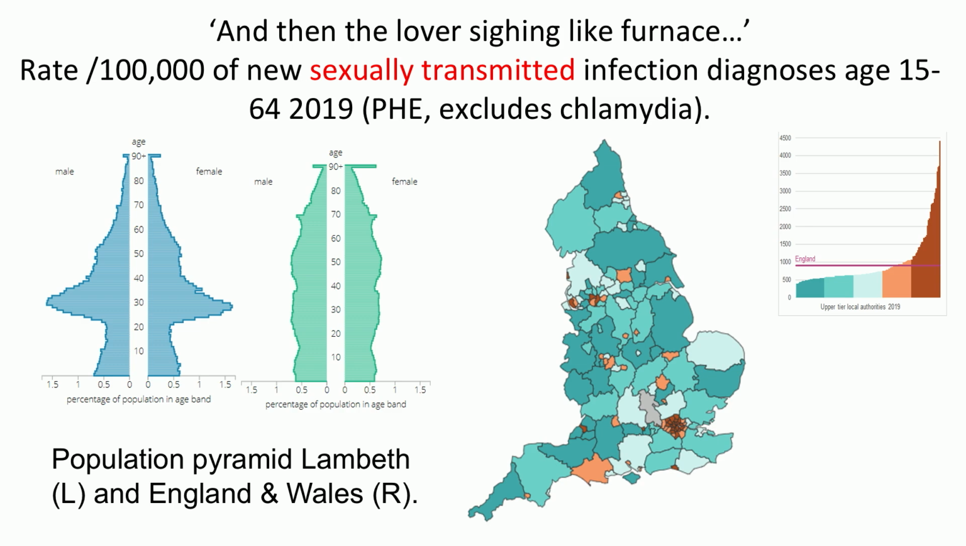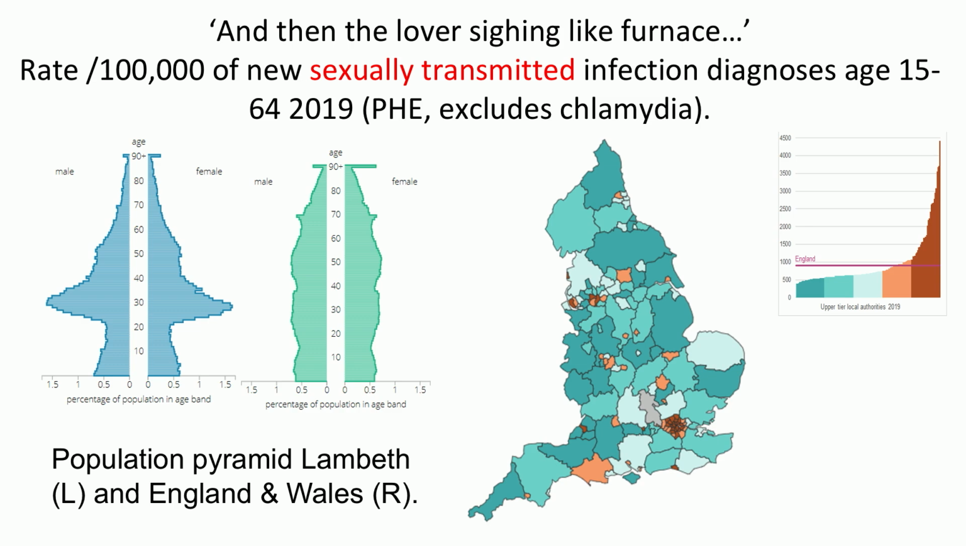What you can see on the left here is the population pyramid for some of the urban areas, for Lambeth, for example. This shows the number of people by age, and you can see a lot of people in their 20s and 30s. And on the right, the population for England as a whole. Because younger people, and I'll come back to this, tend to cluster in cities, that is where you tend to find sexually transmitted infections.